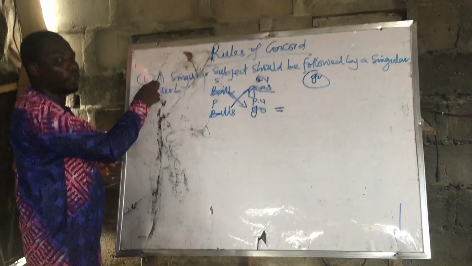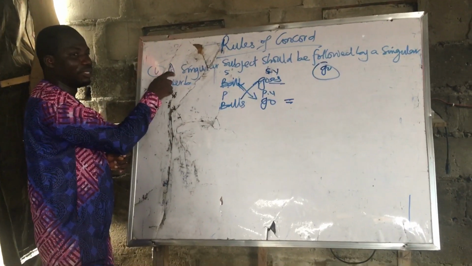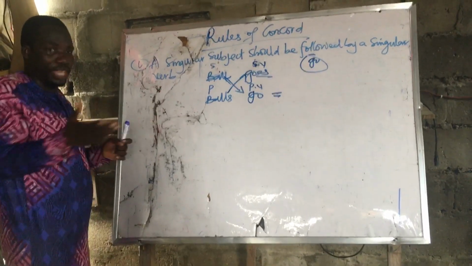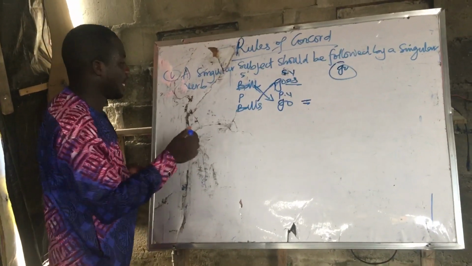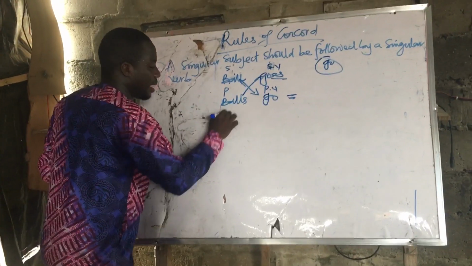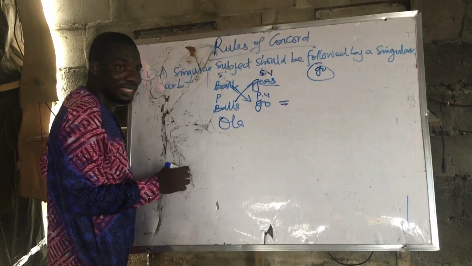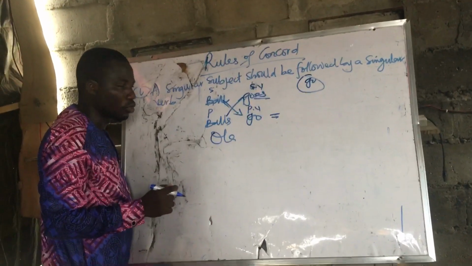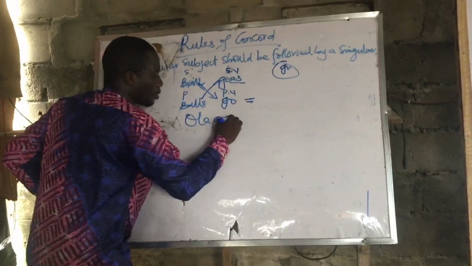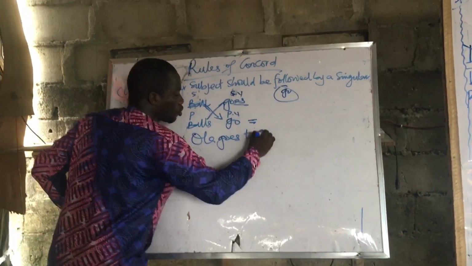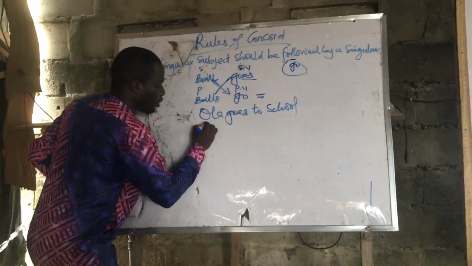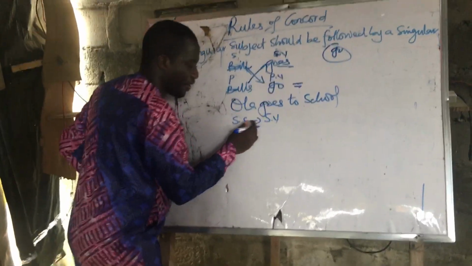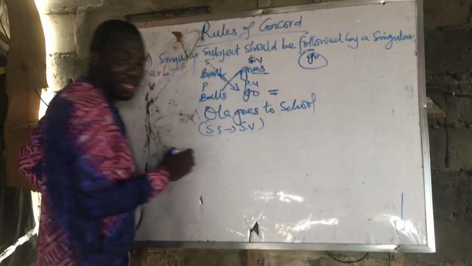So, the class, read out this again: a singular subject should be followed by a singular verb. So, in this case, how will one say Ola, which is singular? Somebody should supply a verb. Goes. Goes to school. What do we have now? A singular subject and a singular verb. Definitely, there is an agreement here.